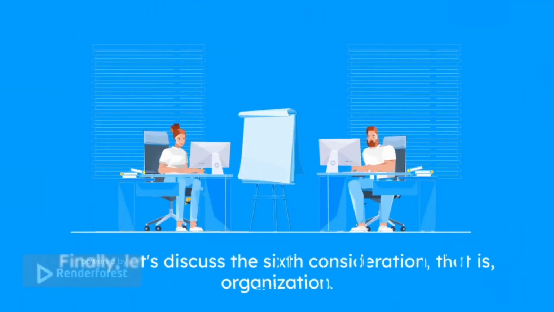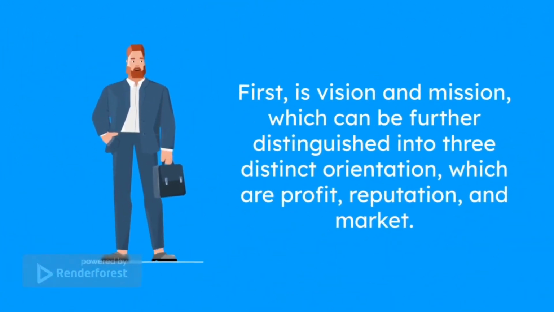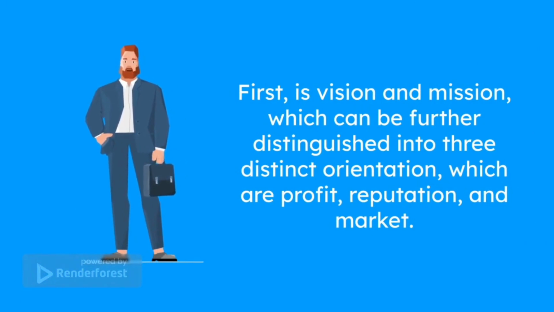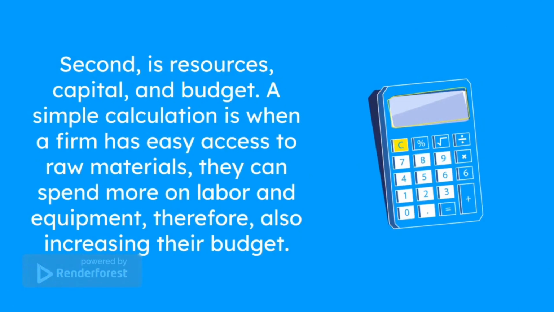Finally, let's discuss the 6th consideration, that is, organization. First, is vision and mission, which can be further distinguished into 3 distinct orientations, which are profit, reputation, and market. Second, is resources, capital, and budget. A simple calculation is when a firm has easy access to raw materials, they can spend more on labor and equipment, therefore, also increasing their budget.